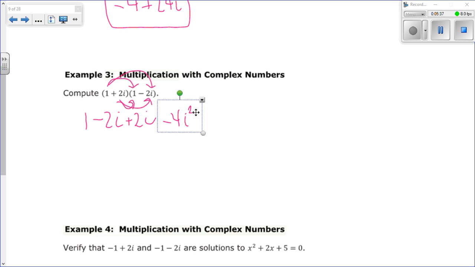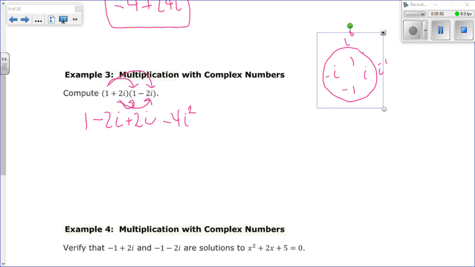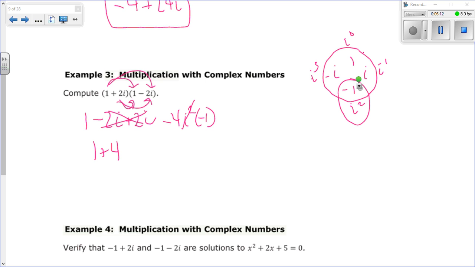And when we go back to that little clock, I have 1, i, negative 1, negative i on the outside, and i to the 0, i to the first, i to the second, i to the third. You can see that i to the second is really negative 1. So that really changes and becomes a negative 1. So I have 1, and then when I combine these two terms, negative 2i and positive 2i, they cancel each other out. And then negative 4 times negative 1 becomes plus 4. So my answer is really 5.